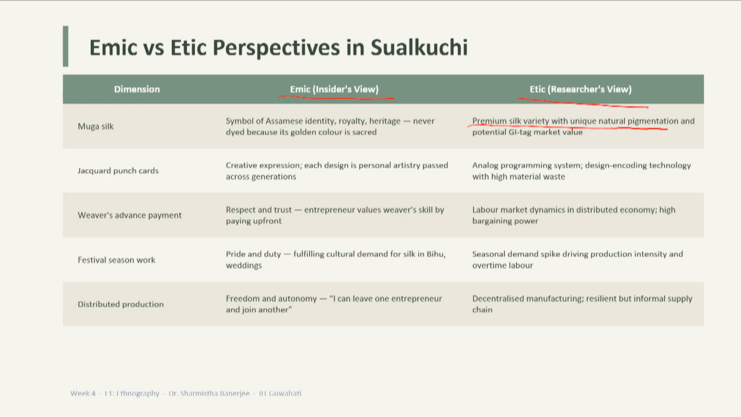Distributed production. From the emic perspective, there is freedom and autonomy. They can work the hours that they want to work, and they can take a vacation during the festival season.